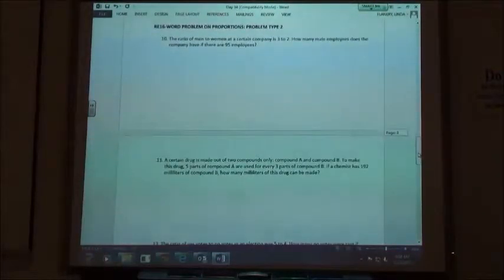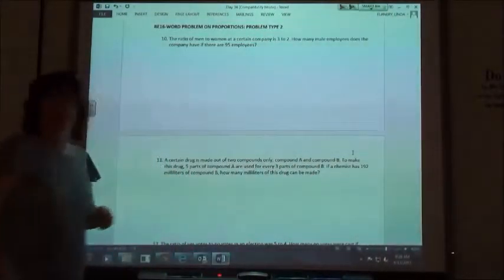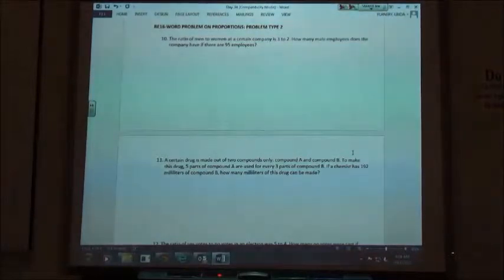All right. 10, 11, and 12, still word problems on proportions. These ones are a little bit trickier because sometimes they will have a total in there instead of just using the same rate that they always give you.